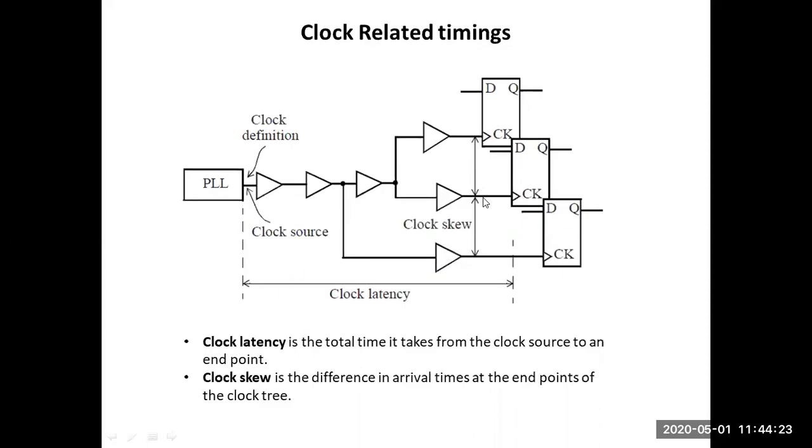Fine. So these two terms are different from each other. One is the clock latency, which is the timing difference between the start point and the end point, from the clock source to the end point. Similarly, the clock skew is the difference in arrival times at the end points. So this is associated with the end points. One will be the clock skew here, another will be the clock skew here. Fine. So these are our clock-related definitions.